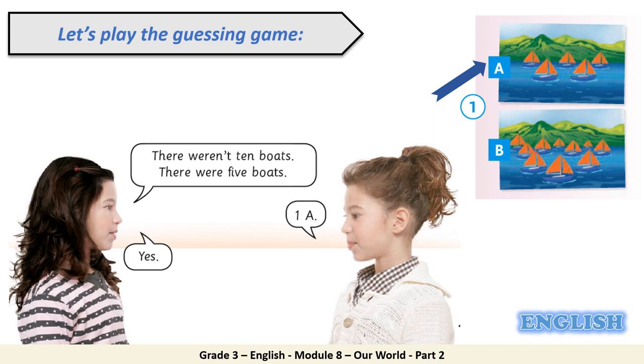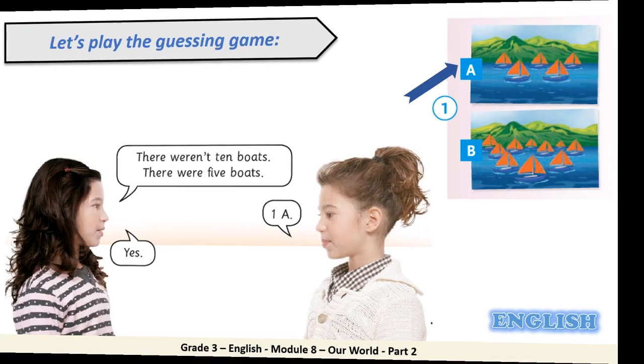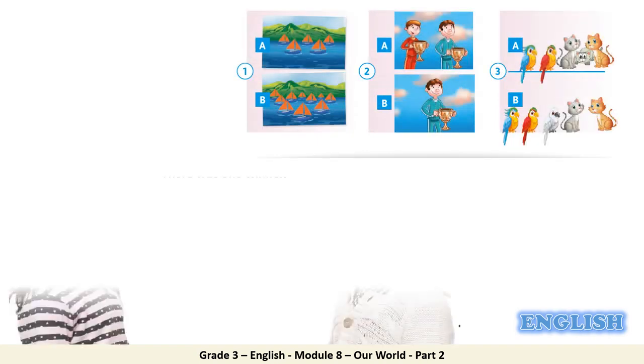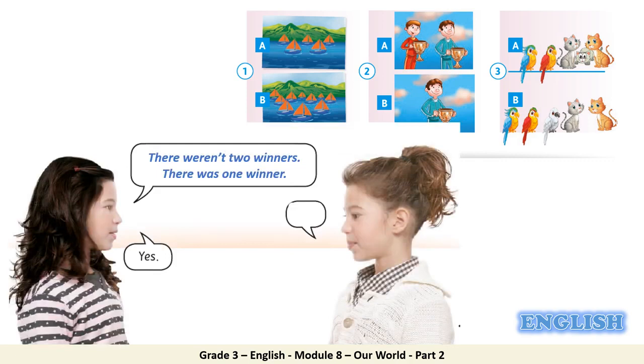1A. Yes, that's correct. Now, let's play together. Look at the pictures. Now, let's look at the description. There weren't 2 winners. There was 1 winner. Can you guess the picture? 2B. That's correct.